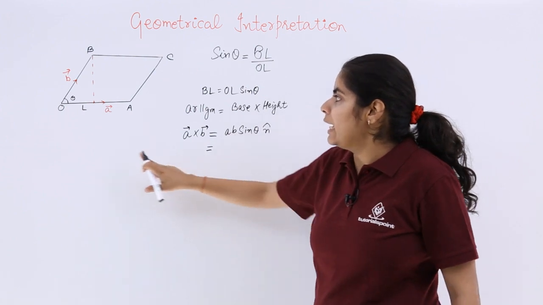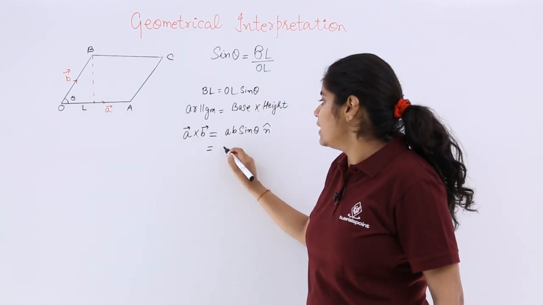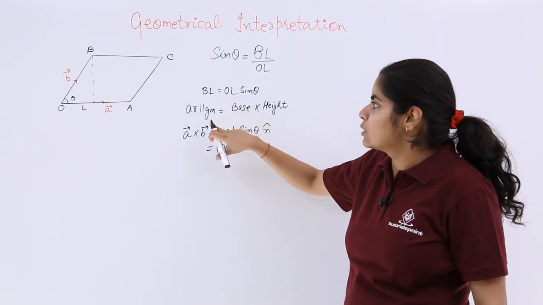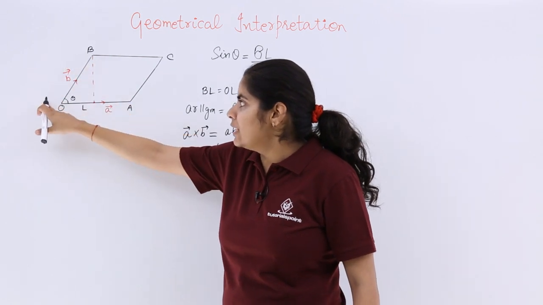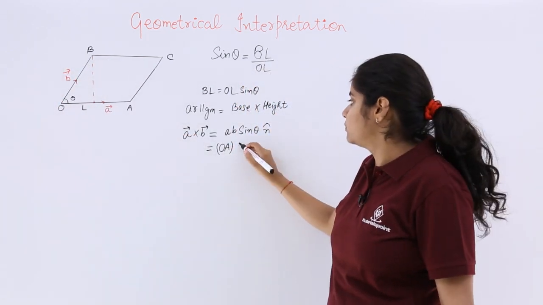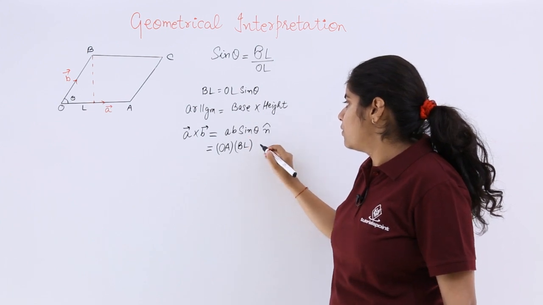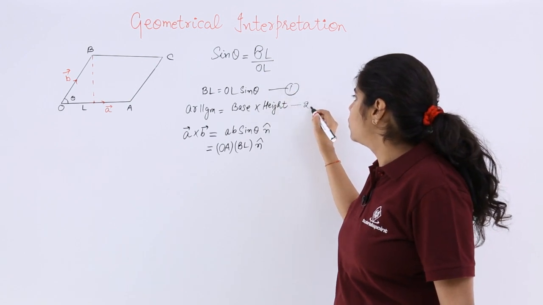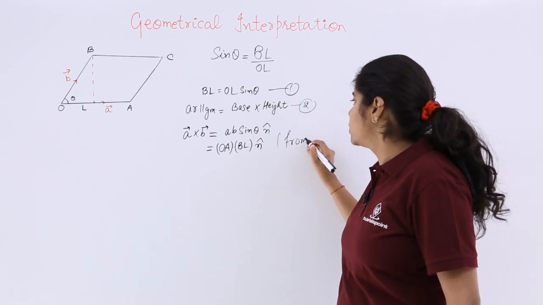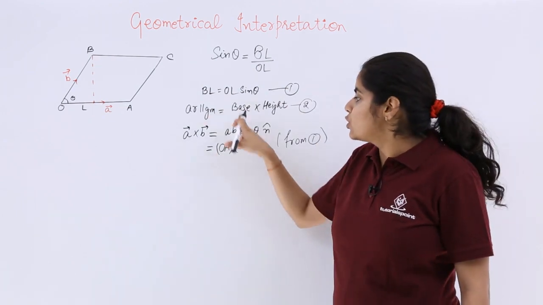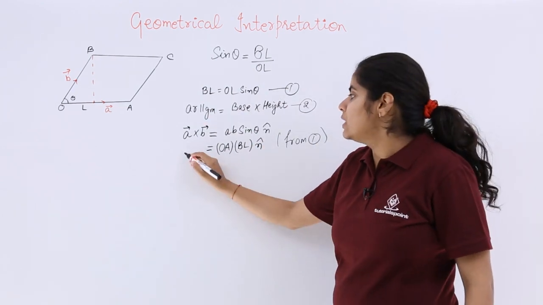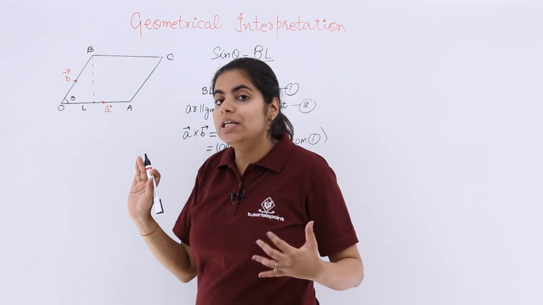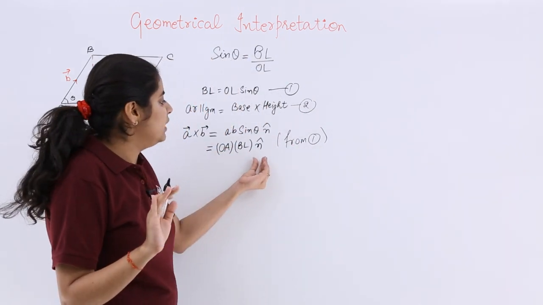Now what is A? A is OA, sorry. What is B sine theta? B sine theta means B is here and sine theta means BL, right, into n cap. This is equation number 2, and now I can write from equation number 1, because substituting here you get the answer. So that means your A cross B is coming out to be OA into BL into n cap.